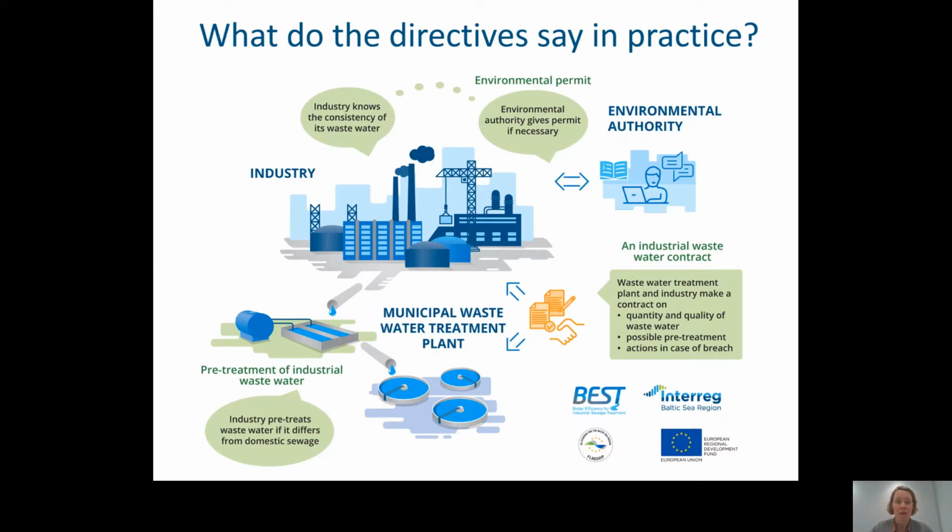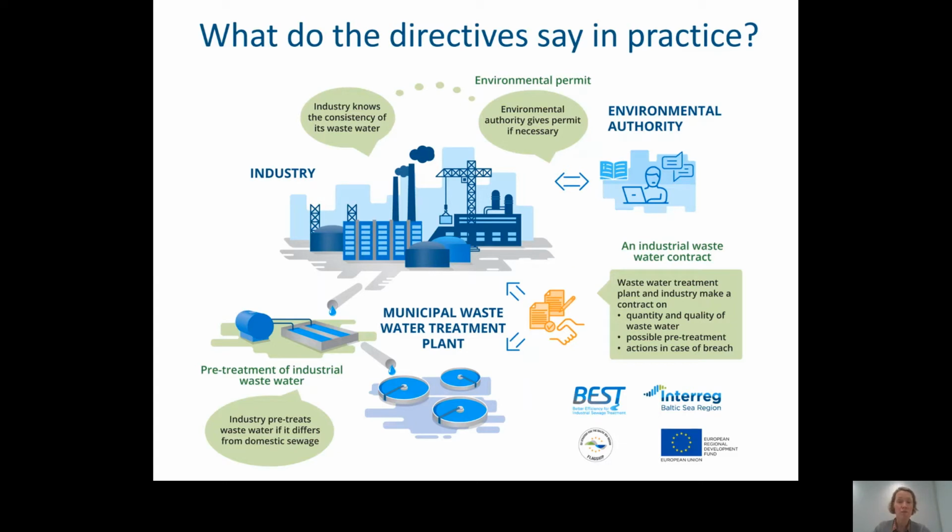So let's say in practice, if an industry is starting its operation, it needs to know the consistency of its wastewater and then apply for an environmental permit from the environmental authority. The environmental authority needs to discuss with the wastewater treatment plant regarding the conditions for the discharge and include sufficient limit values for the quality and quantity of the discharged wastewater.